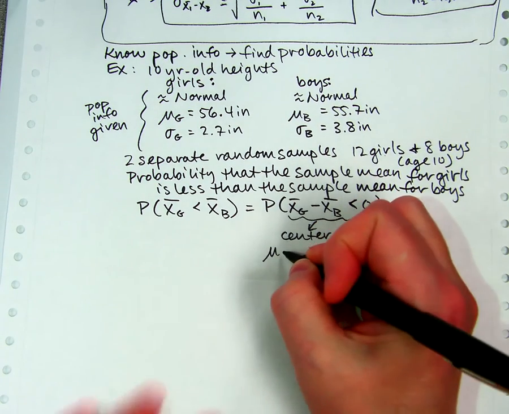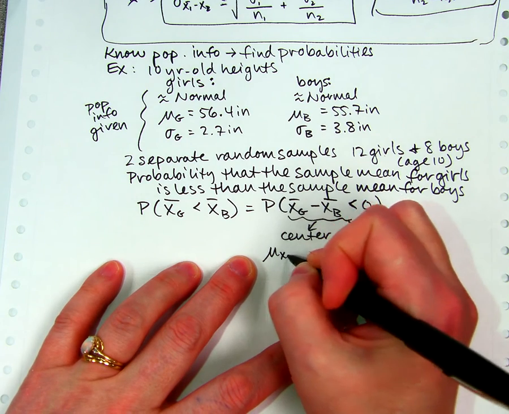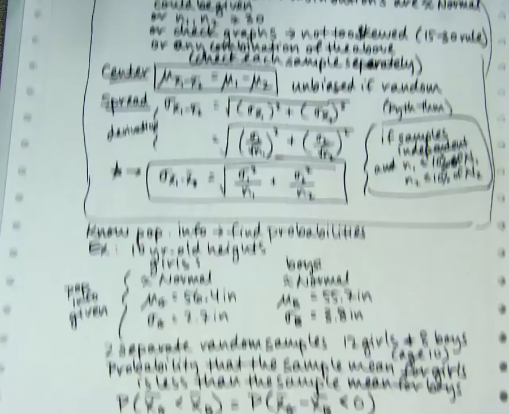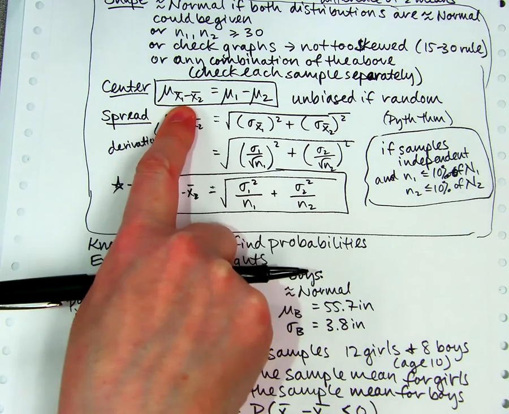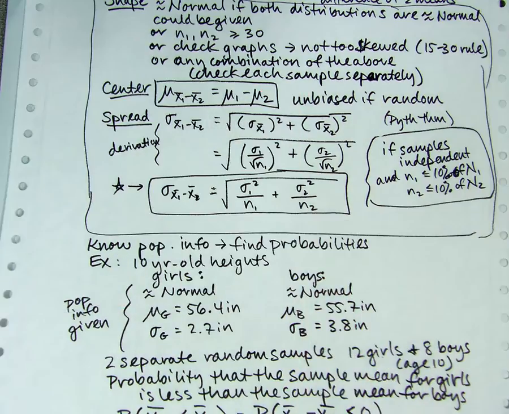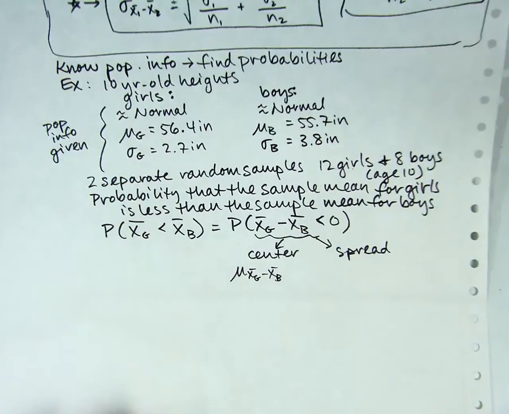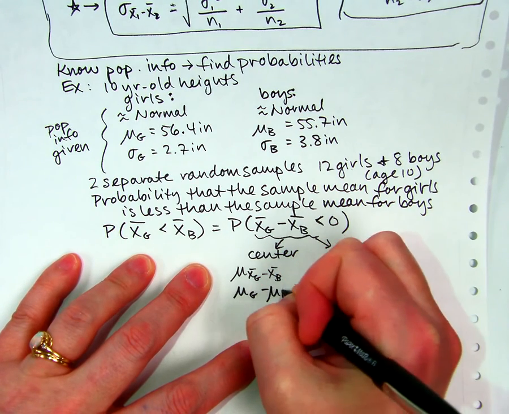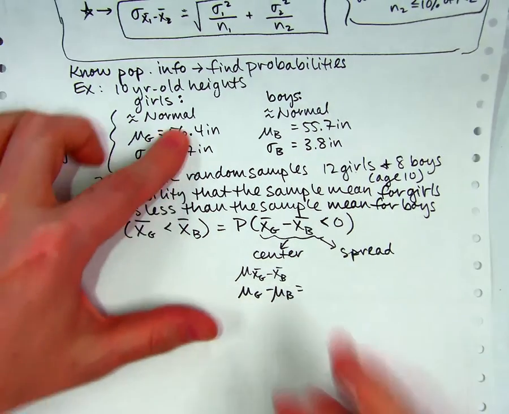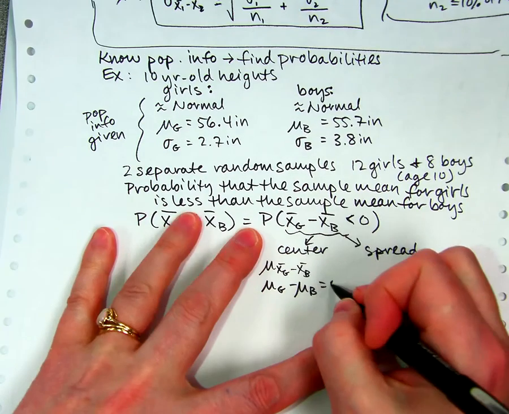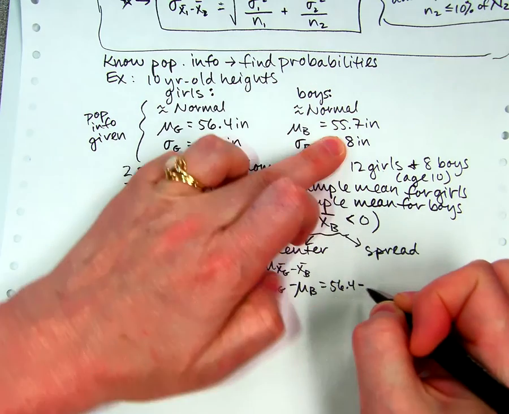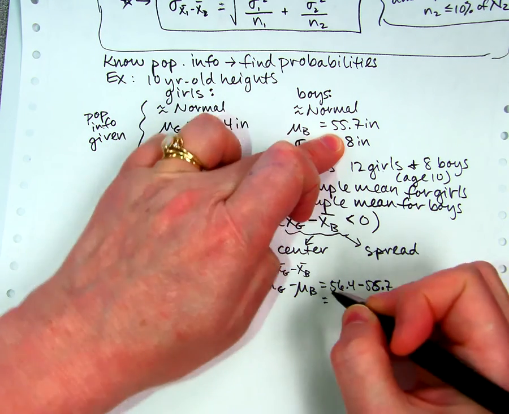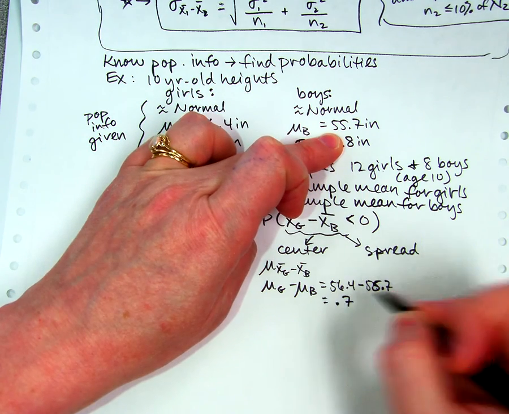So center is the mean of x bar g minus x bar b, and we're going to go with what we did up above. So the mean of the difference in sample means is the same as the difference in the population means. So that's the same as the mean of the girls minus the mean of the boys. Okay, that's pretty easy. It's 56.4 minus 55.7, which is 0.7. Not a big difference in means.